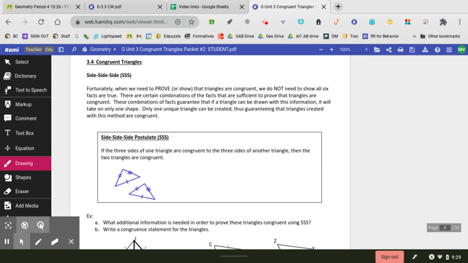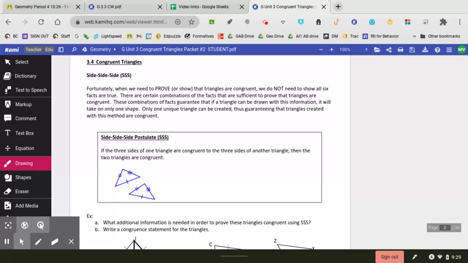Okay, so we talked about last week that triangles are congruent if all three pairs of corresponding sides are congruent, as well as all three pairs of corresponding angles are congruent. That means six facts are true. That's a lot. Fortunately, we don't have to do that to prove triangles are congruent.